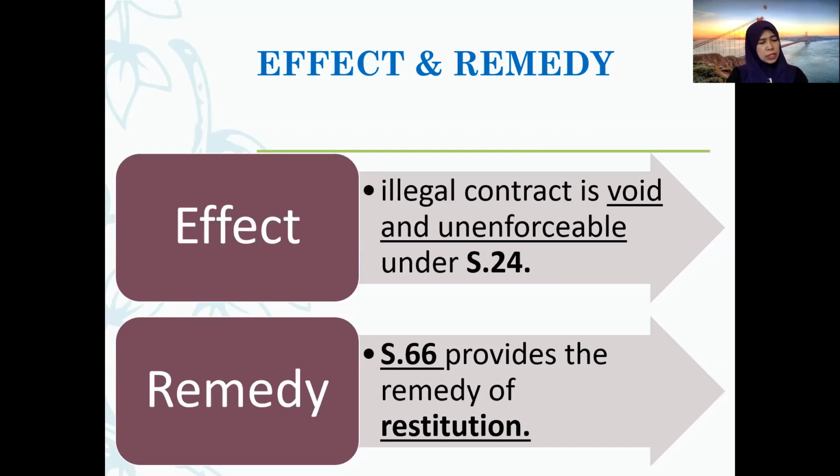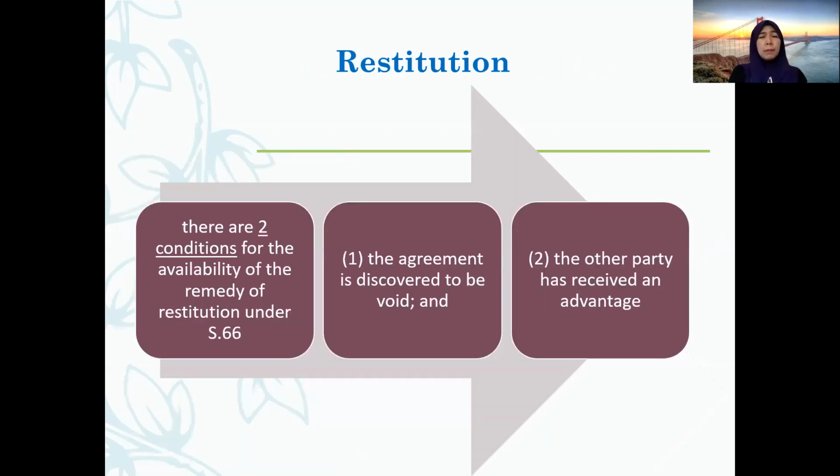Right, it talks about the obligations of a person who has received an advantage under a void agreement or a contract that becomes void. So the emphasis is on the word void. But if we look closer, actually, there are conditions attached to this remedy. In order for the party to be entitled to this remedy, the party needs to fulfill these two conditions. This is what we extract from the provision. The first one: the agreement is discovered to be void. And another one: the other party has received an advantage. Then only can we restore the parties to the earlier position. First, it has to be discovered to be void.